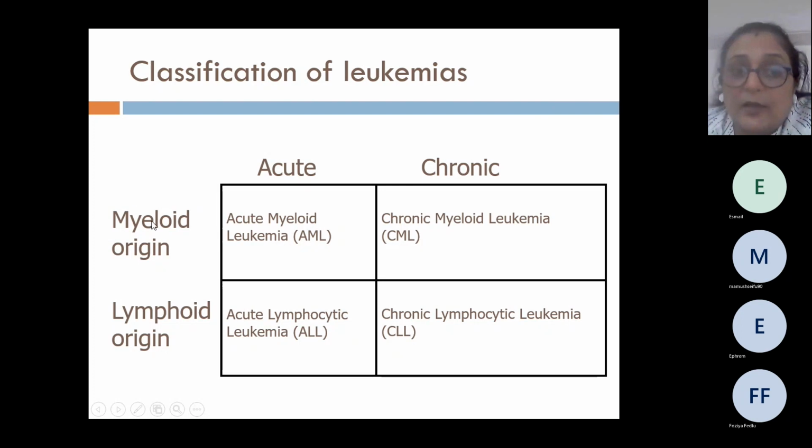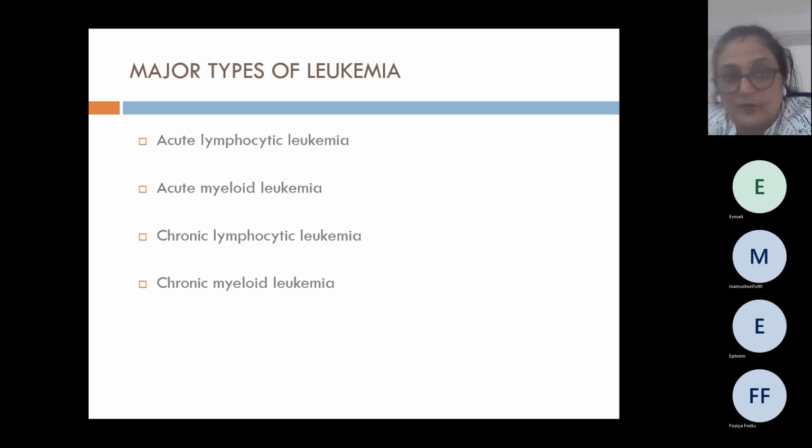In chronic, if myeloid cells are involved, then it is chronic myeloid leukemia, that is CML, and today we will be studying about CML. If in chronic lymphoid cells are involved, then it is chronic lymphocytic leukemia. Therefore, basically leukemias can be classified into four types: acute myeloid leukemia, acute lymphocytic leukemia, chronic myeloid leukemia, and chronic lymphocytic leukemia. So these are the four major types of leukemia. And the short form is ALL, AML, CLL, and CML. And today we'll be studying about CML only.